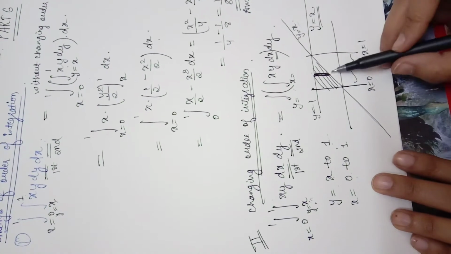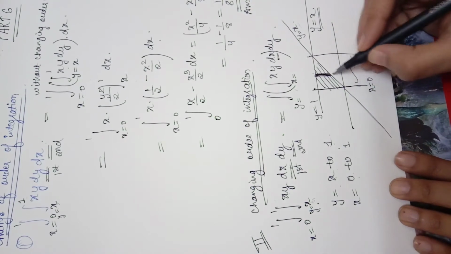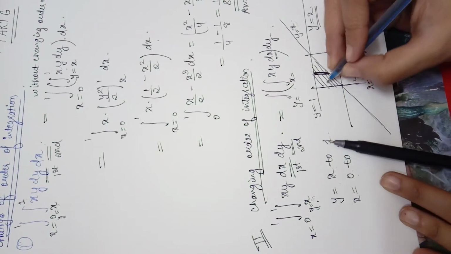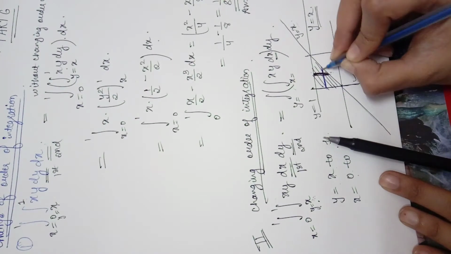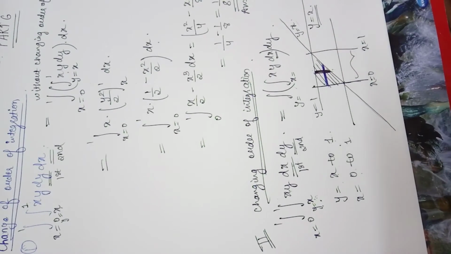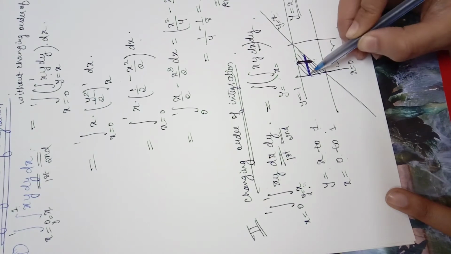Fine. Now, if I change the order of integration, that means instead of this vertical strip, I am going to take a horizontal strip. Okay, so this is my horizontal strip. Now how the horizontal strip is moving, let's see.